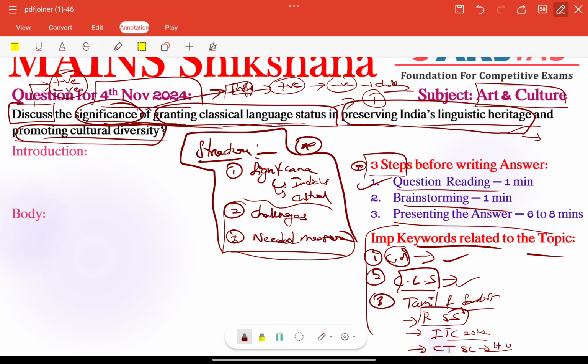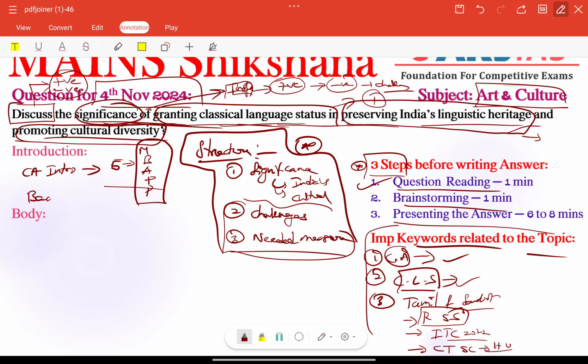So let's start our introduction part by providing some current affairs intro here, right? Whatever we have seen in the recent news, that is the Union Cabinet recently approved classical status for 5 languages, right? So that is Marathi and also Bengali, Assamese, Pali and Prakrit, right? So these 5 languages have been given the classical status recently, right? Just we can mention this as an introduction part here, right?